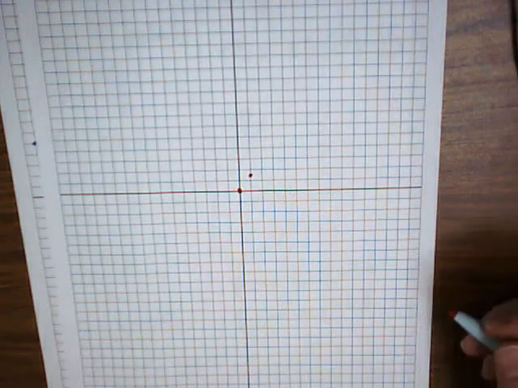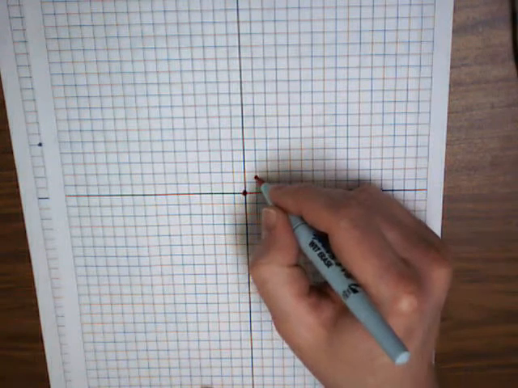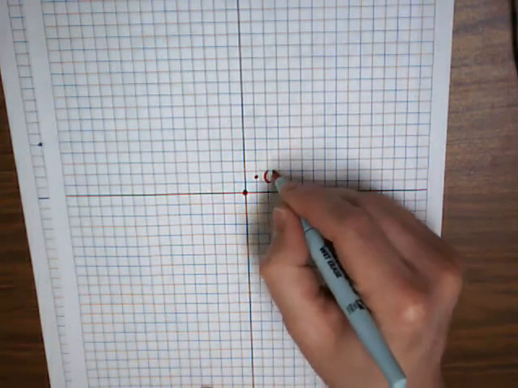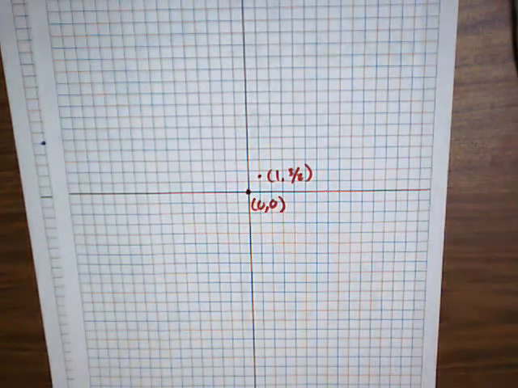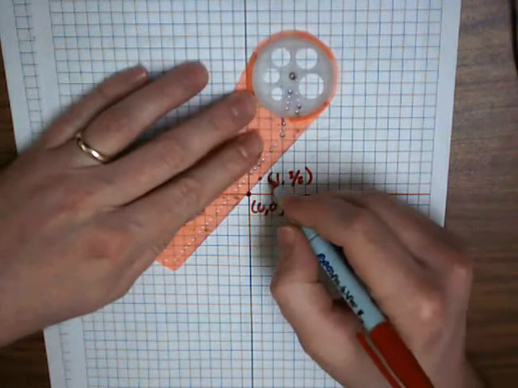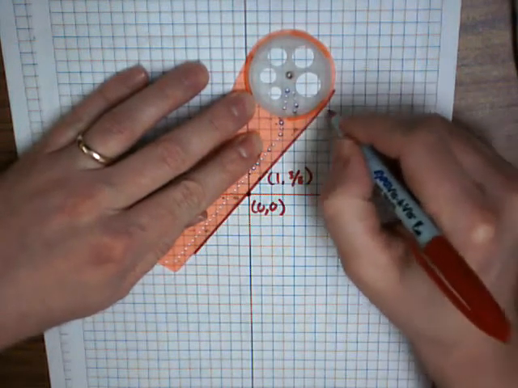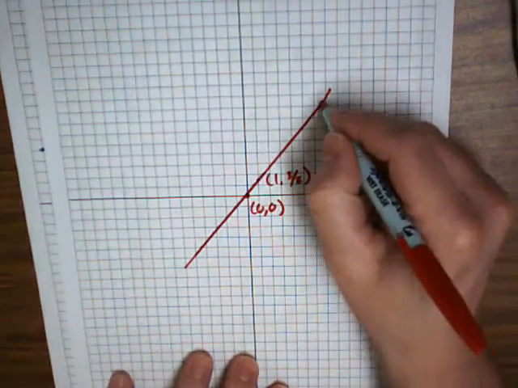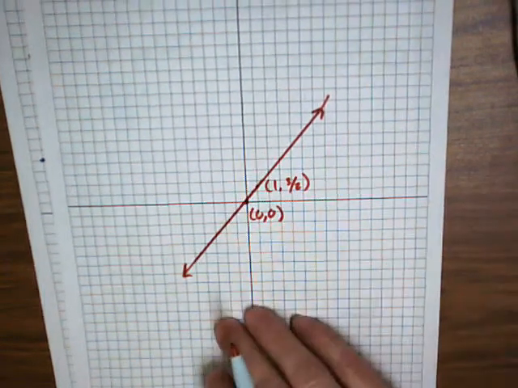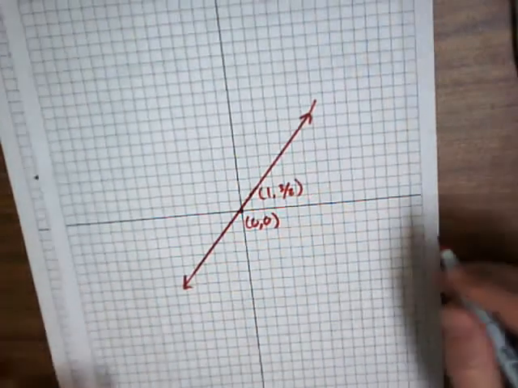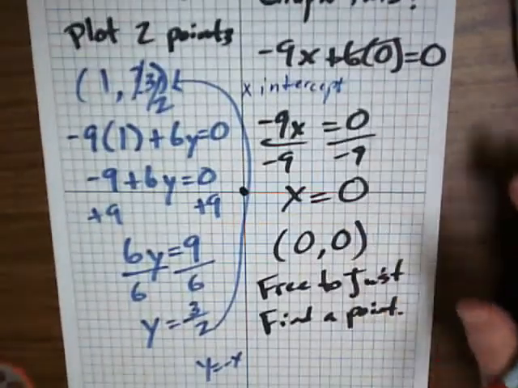Right. So here's the original 0, 0, 0 origin, and then 1, 3/2 would be right here. There's 0, 0. And then I'm going to take whatever you can, the side of your calculator or whatever. If you got a ruler, bring it. And then you connect the 2 dots. And then there's your line.